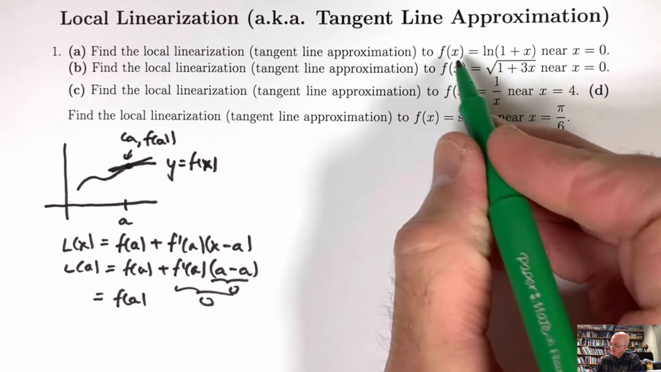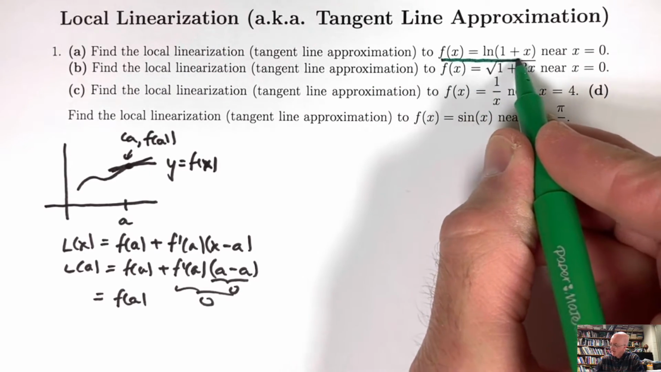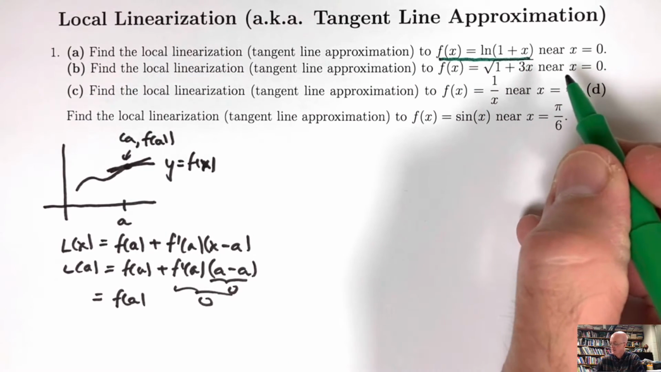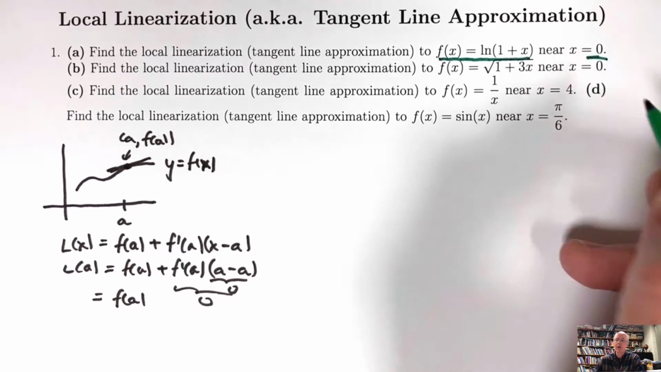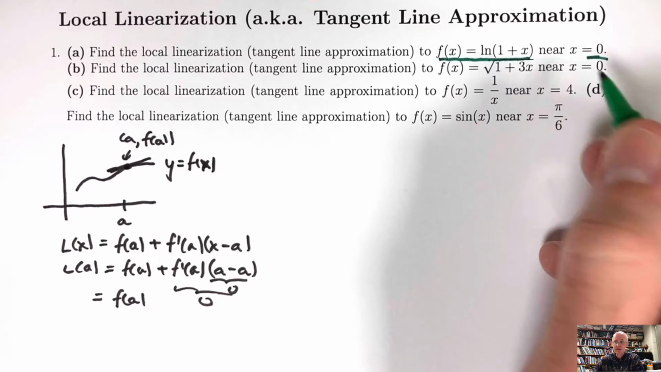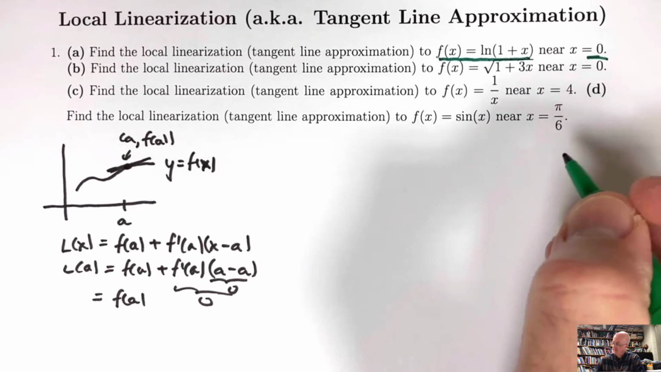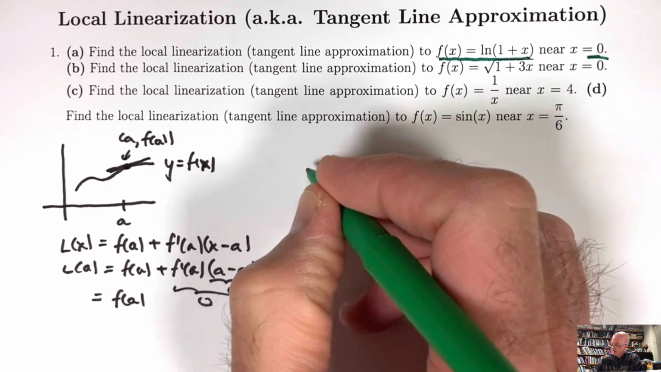In part a, the function is f of x equals ln of 1 plus x. What's a? You don't see an a anywhere. Well, that's this thing right there. Whatever we're saying x is near, that is the value of a. So we need to use that.